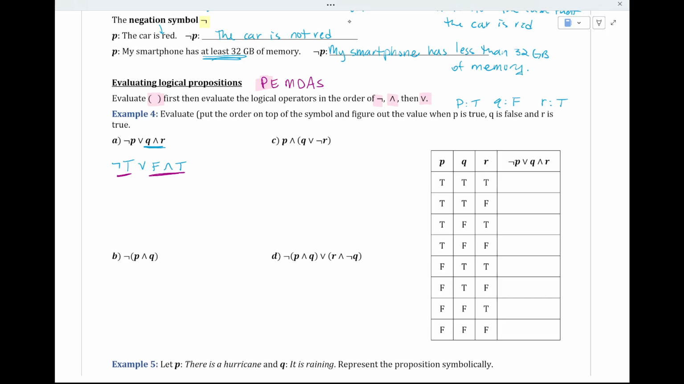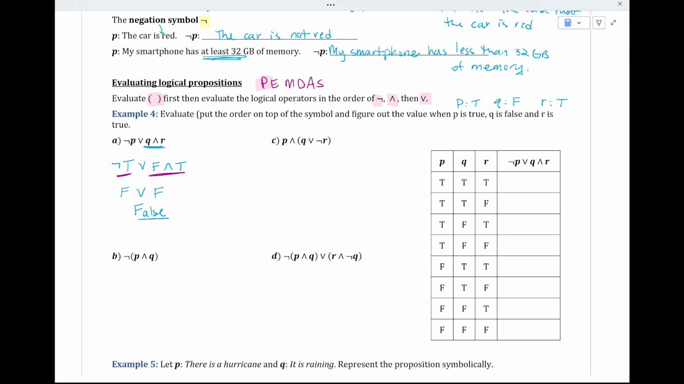So not true is going to be false, or false and true. In order for an and to be true, both of them have to be true. So this one is false. False or false is false. So that is my result, false.